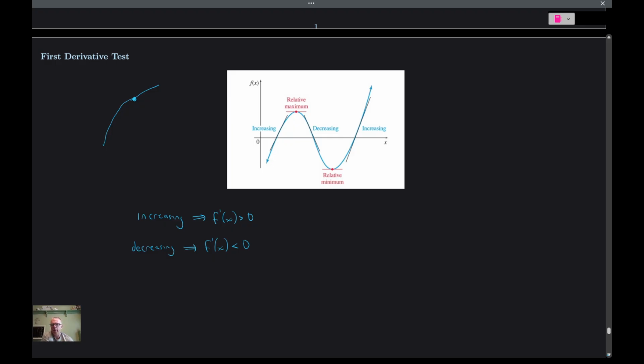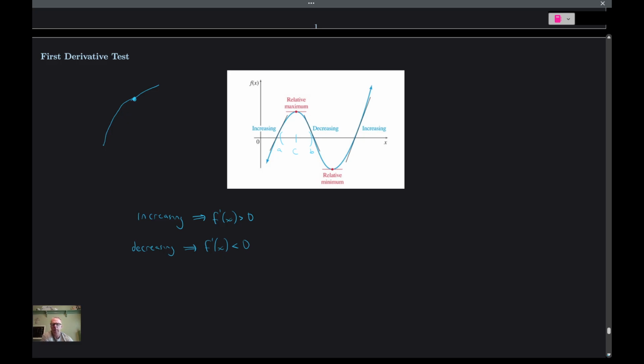So let's write this in terms of relative max and min. Let's call this c, and we have some open interval a to b. c is somewhere in that interval a to b, and this is our neighborhood. We know from the definition on the first page that f of c is going to be greater than f of x for any x in this interval between a and b.